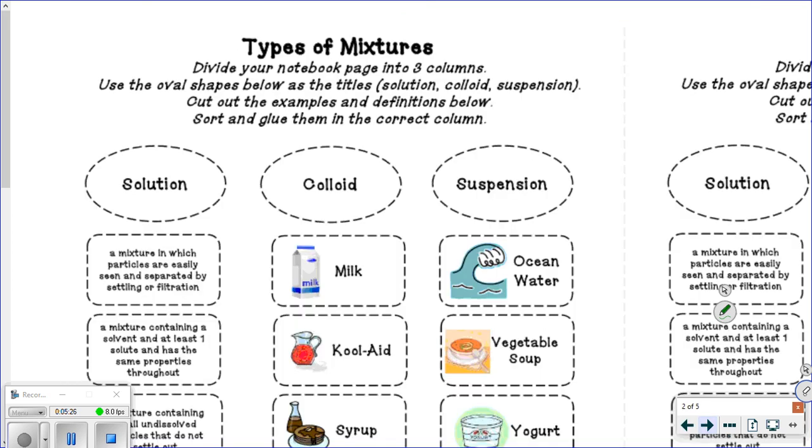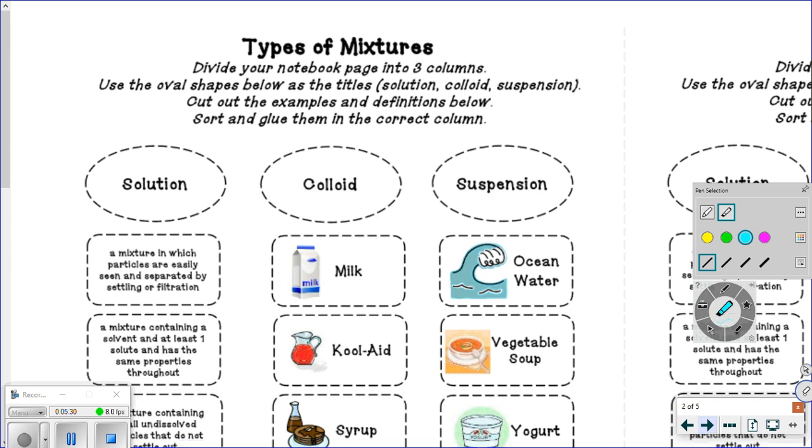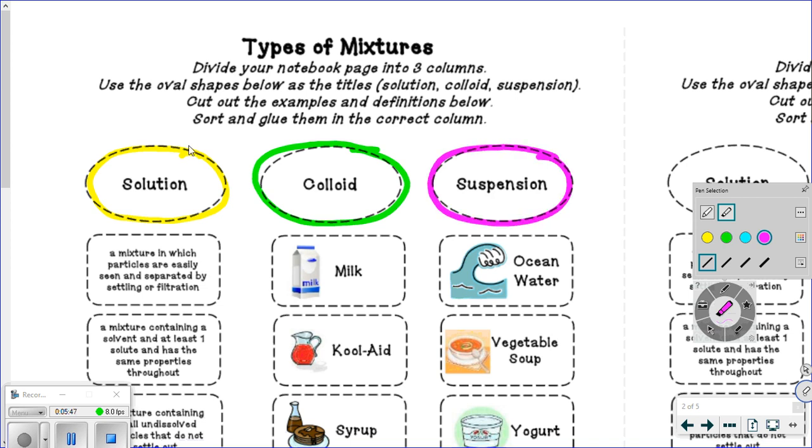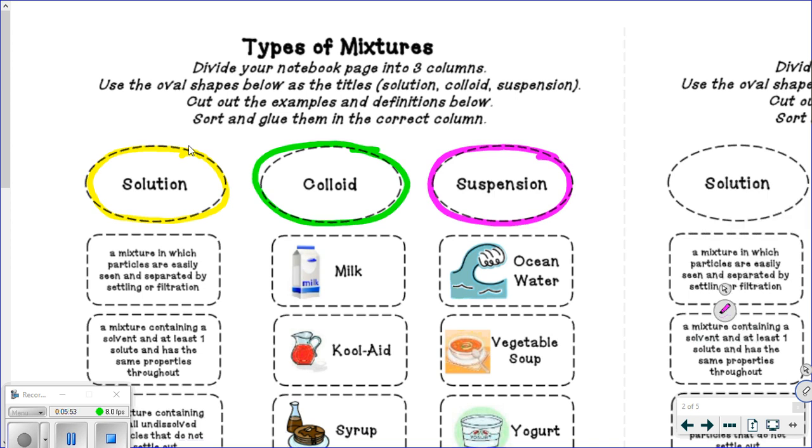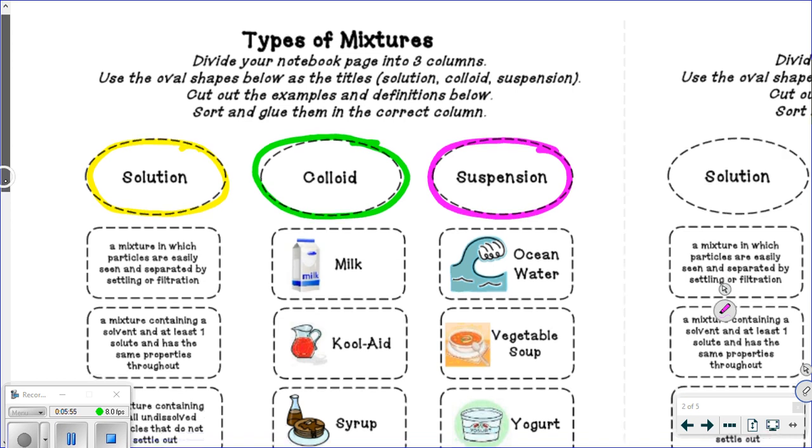All right, so let's go through here. So we're going to do color coordination, okay? I'm going to use yellow here. So yellow is going to be our solution, okay? Green is going to be our colloid, and maybe I love purple. Purple will be our suspension. So we're going to go through each of these and decide, is it a solution, is it a colloid, is it a suspension? All right, let's start with this first one on the left.